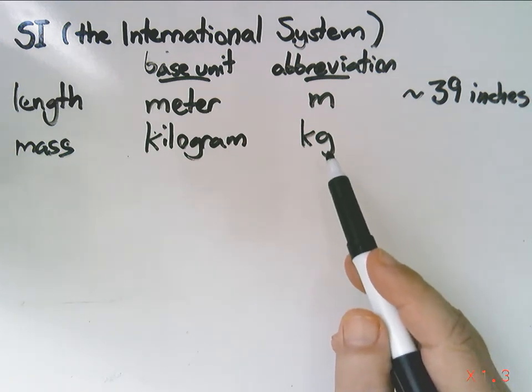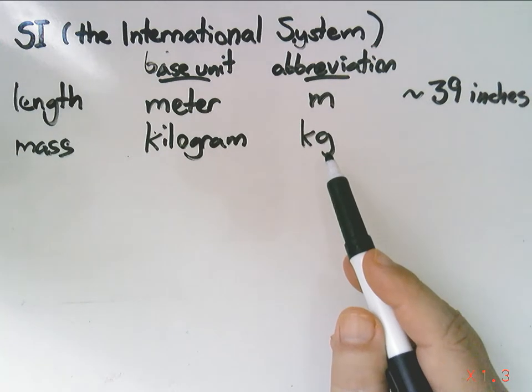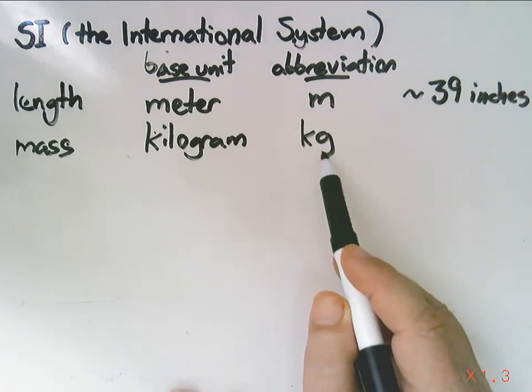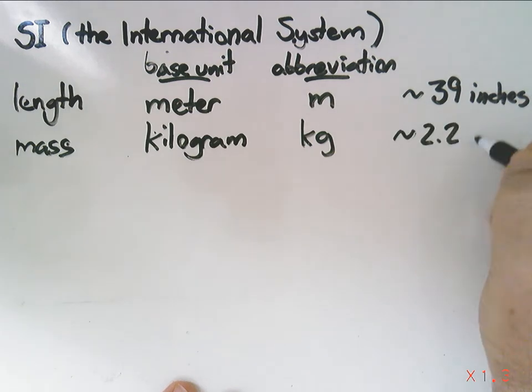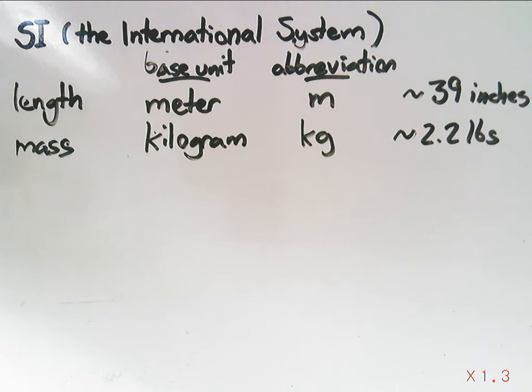A penny, an American penny, is about 2.5 grams. Too small a unit for a lot of commerce. So instead they use the kilogram, which is 1,000 grams. In English, that would be about 2.2 pounds. So you could take your weight in pounds and divide it by about 2.2, and that'd give you your rough weight in kilograms.